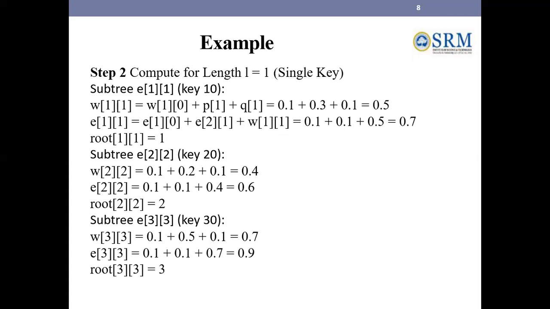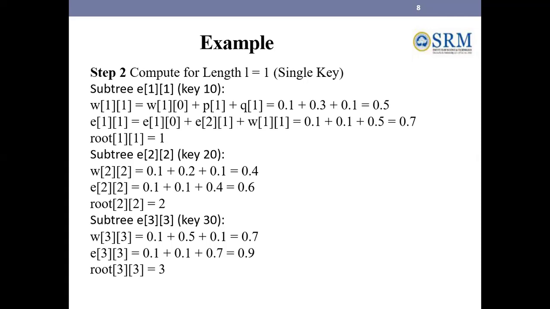Now we are going to find out the root node for a single key. For single keys, that is E of 1, comma 1, E of 2, comma 2, E of 3, comma 3, which will be the root node. So find out the W value, the weight W1, comma 1. So add all these values, apply the formula W of 1, comma 0, P1, Q1. Add the values, the W value is 0.5 and the cost value is 0.7.